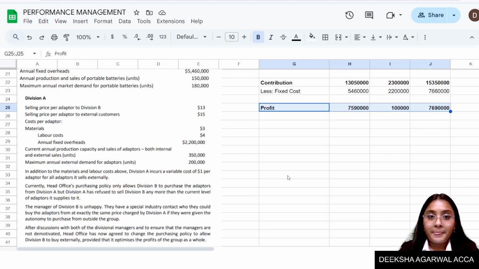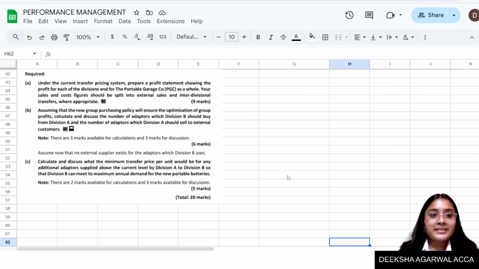Moving ahead. This is what my part A is completed. Now let's move to part B. Part B is saying that assuming that the new group purchasing policy will ensure the optimization of group profit, calculate and discuss the number of adapters which division B should buy from division A and the number of adapters which division A should sell to external customers. Okay. So let's get started with it.